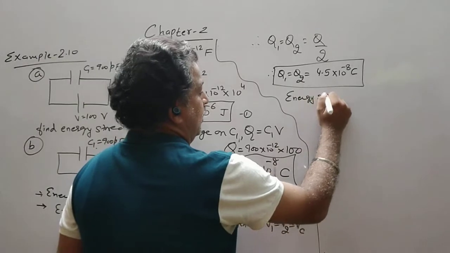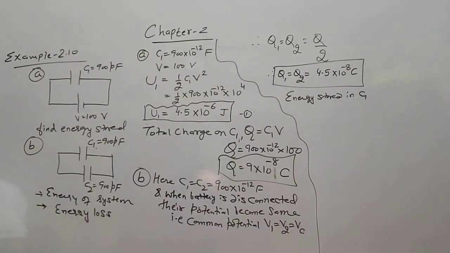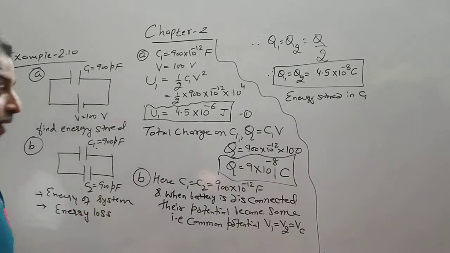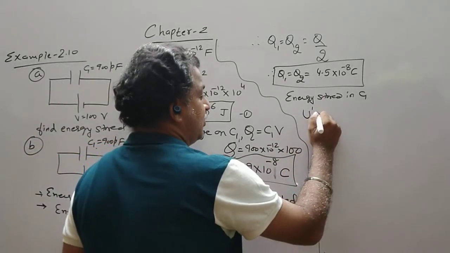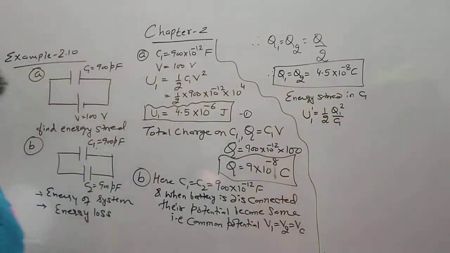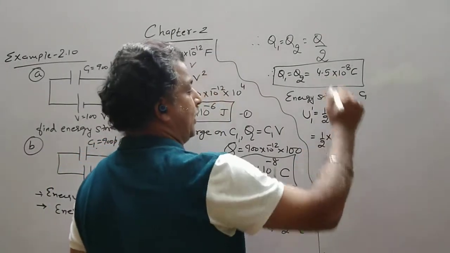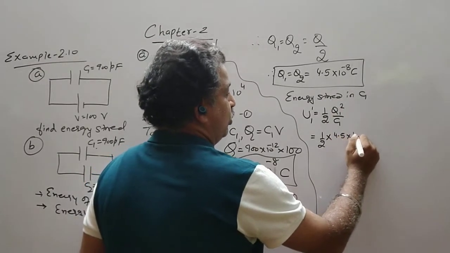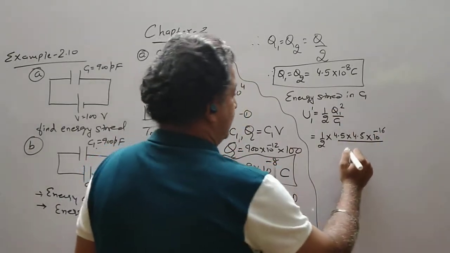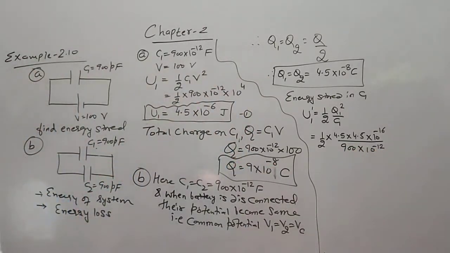Now the energy stored in C1, its energy will decrease. So individually also we are finding the energy, and then if it is asked to find the energy of the system, you add that. Now the new energy stored is U1 dash. So I apply the formula half Q1 square upon C1 because I am using the concept of a charge. This is equal to half into Q1 square, so 4.5 into 4.5 into 10 raised to minus 16 divided by C1, that is 900 into 10 raised to minus 12.